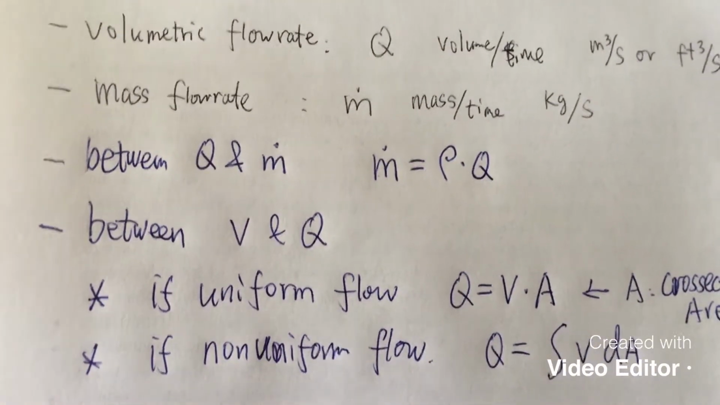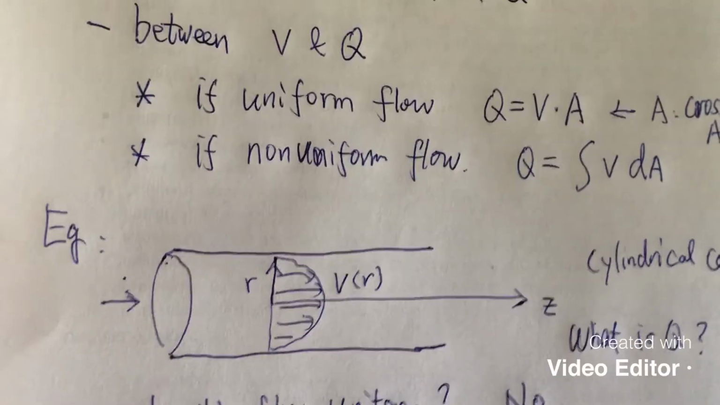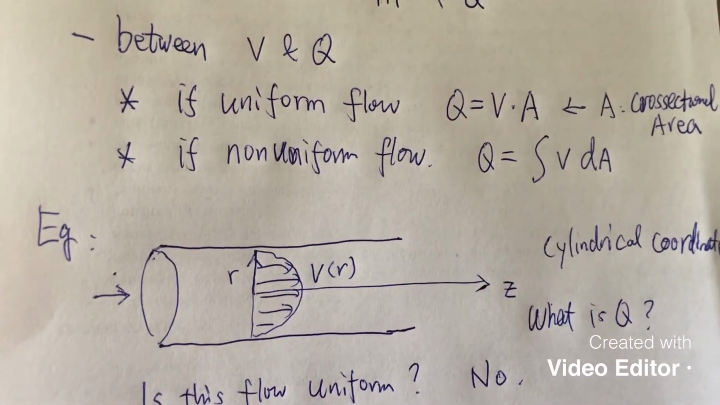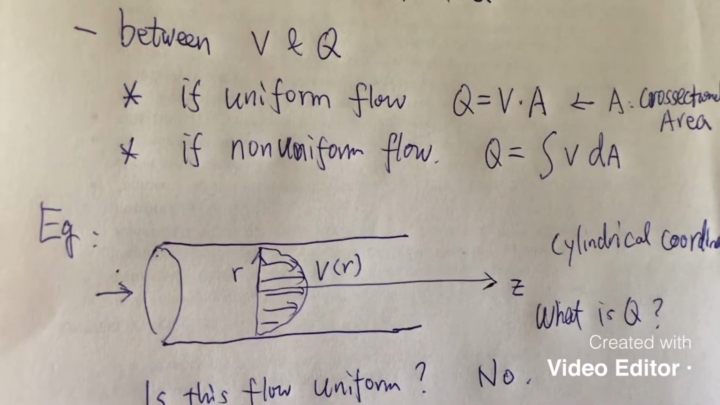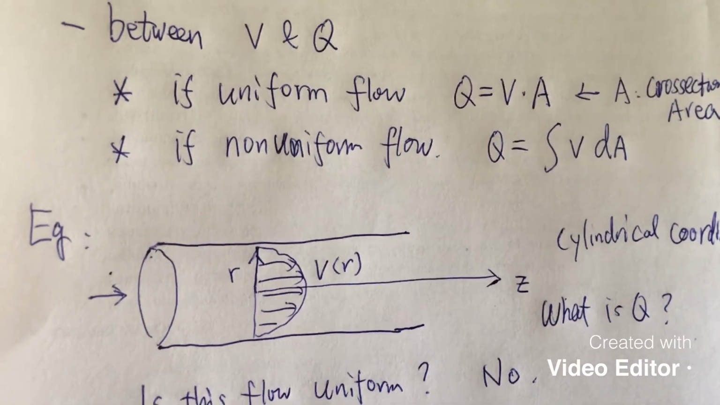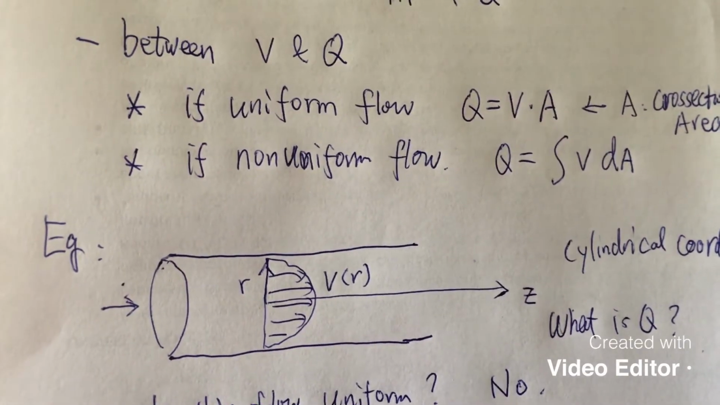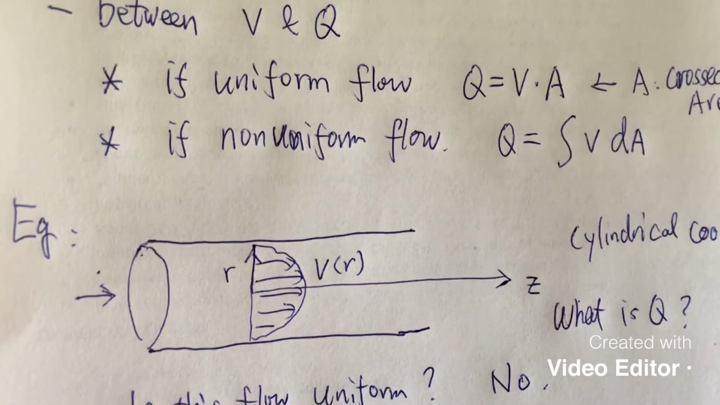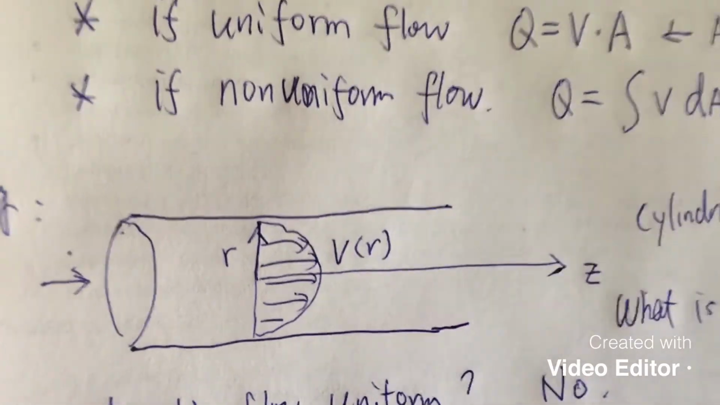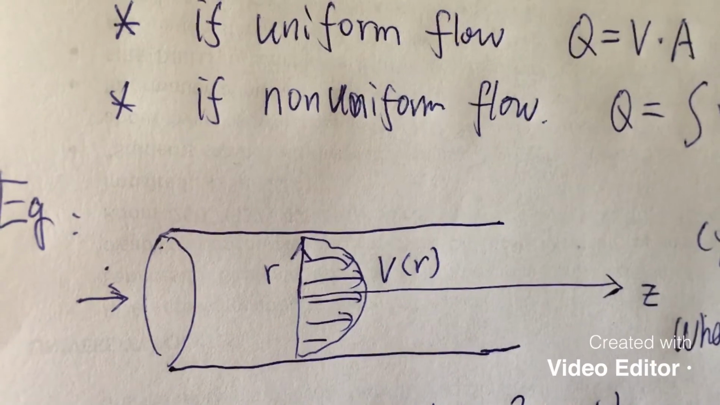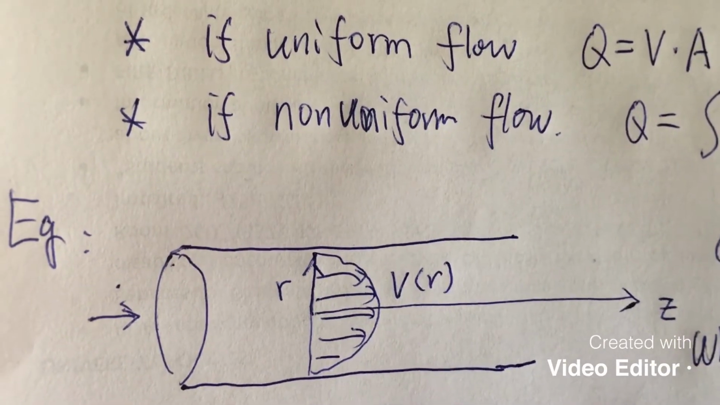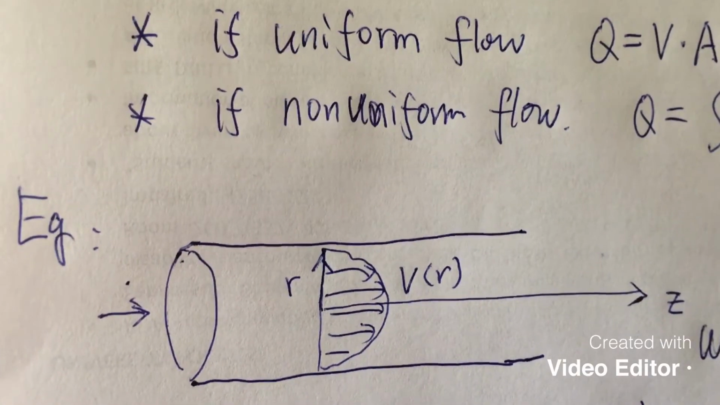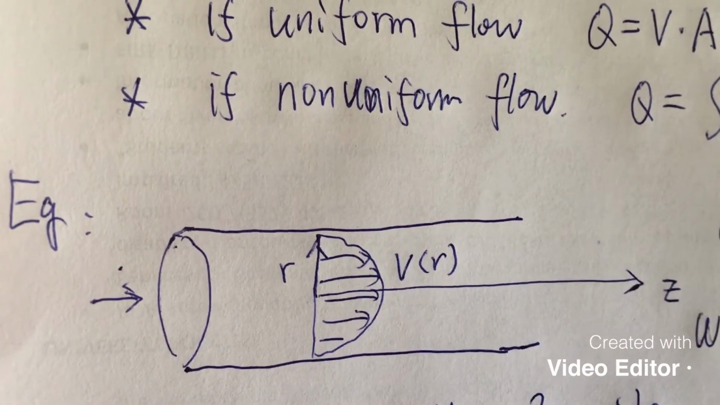Next, let's do an example. Let's say we have a pipe flow, a circular pipe. The pipe flow is non-uniform, obviously. I draw a flow distribution here. It has high velocity in the center and low velocity near the wall, a parabolic shape of the velocity distribution.